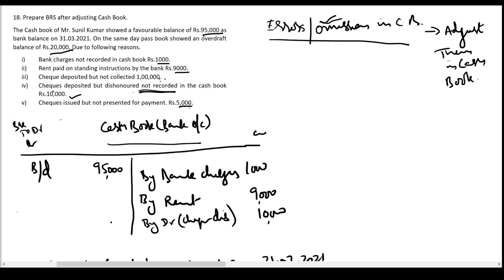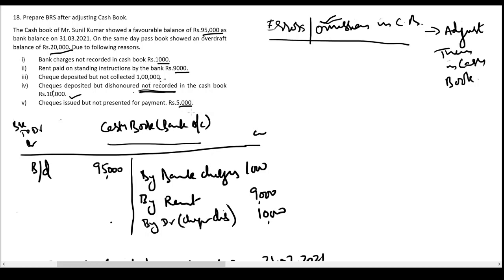Check issued but not presented for payment. For this we have already passed an entry creditor account debit to bank. The entry which we have passed is not wrong. If the creditor would have gone to the bank and immediately presented the check, the bank would have made the payment and the entry would have appeared in the passbook. The creditor is sleeping, he has taken the check and forgotten it, or he will go after a few days to get the payment. So this is not an error in the cash book. Whatever we have done in the cash book is correct.